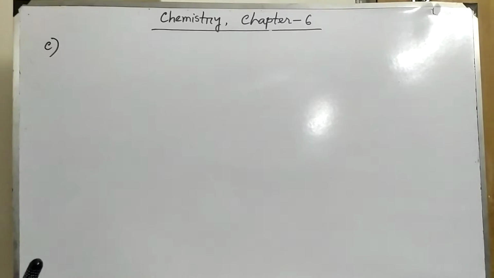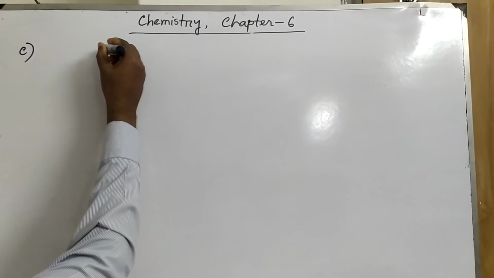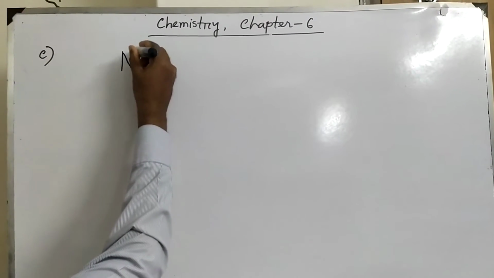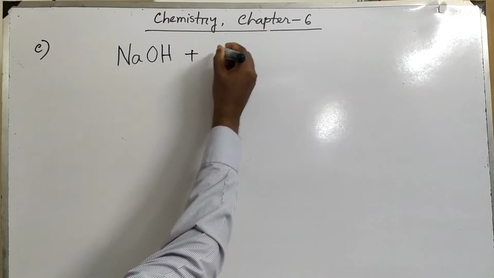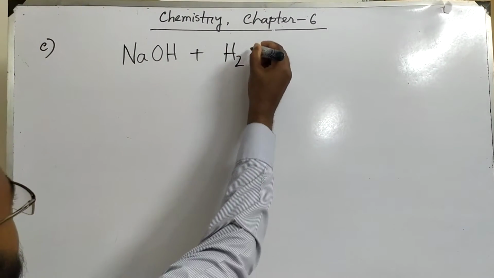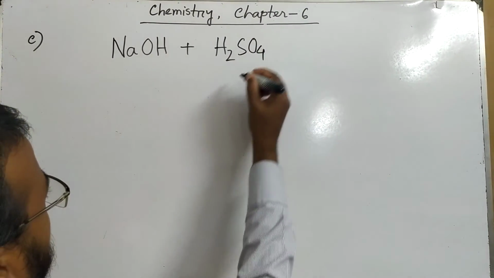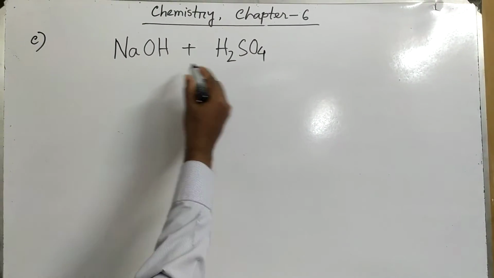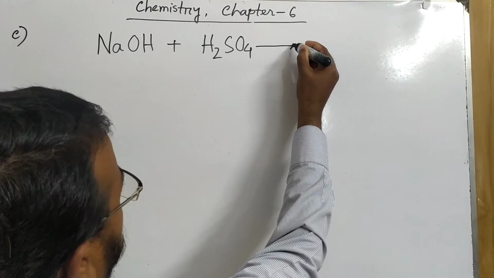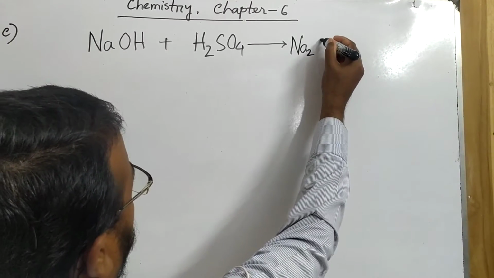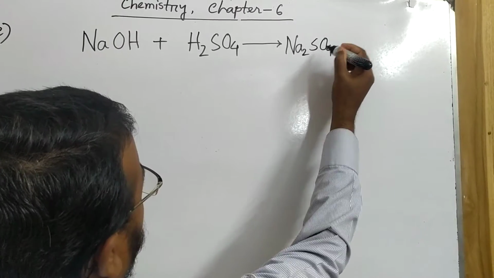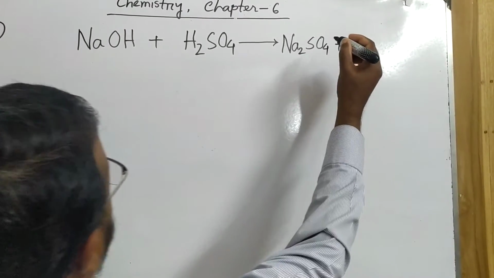Okay, now number C, it is given that in container A, sodium hydroxide, and in container B it is given sulfuric acid. Now these two mix together, then what will be? Then there will be reaction. It will be Na2SO4, sodium sulfate, plus water.